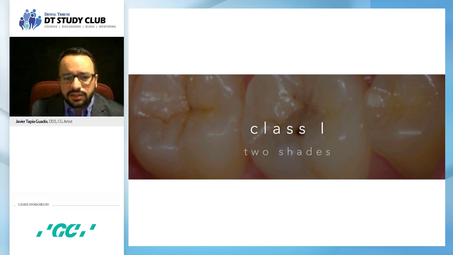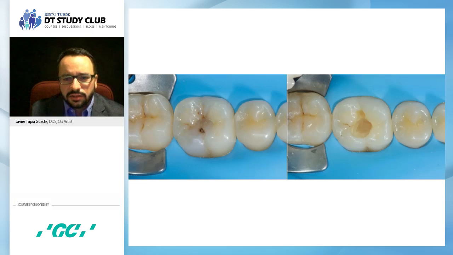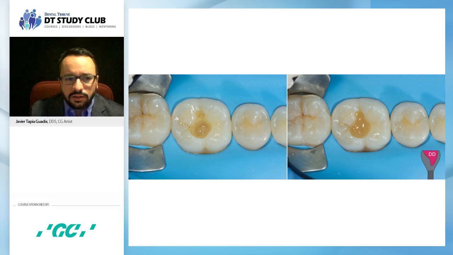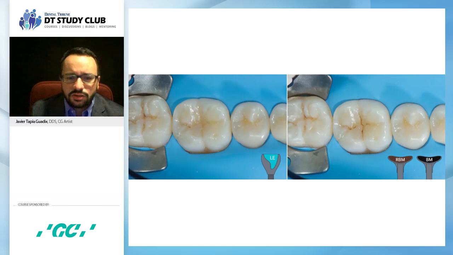Let's see some clinical cases in order to show the capacity of this system. Let's start with the 2 shades on the class 1. We can start by isolation and cleaning the cavity, bonding, and we start with the layering of dark dentin first. You can see the concave dentin, very highly chromatic, beautifully chromatic dentin. And on top of that, with light enamel, we just build up very carefully the cusp, following the anatomy.